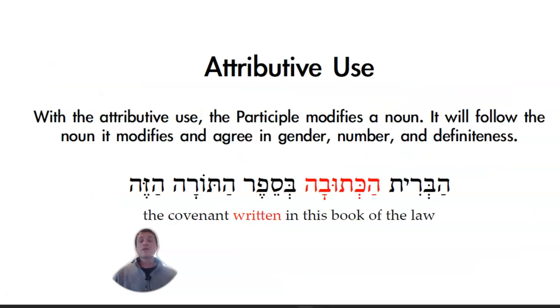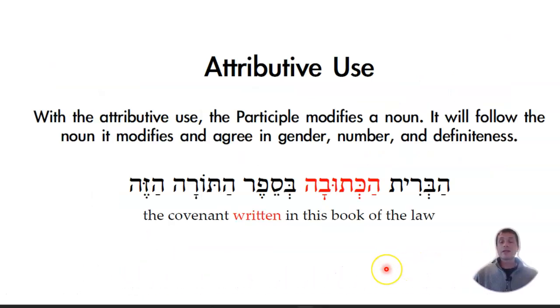And these can be used in the same way that other adjectives can be used. They can be used attributively. Here we have the covenant, which is written. This might be a good place to turn this into a relative clause. The participle, or the covenant, habarit, which is written in the scroll of this law, or the book of this law.